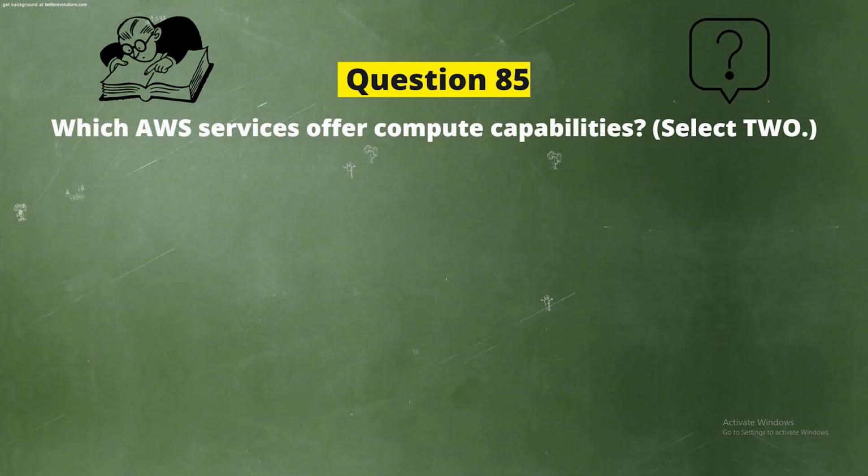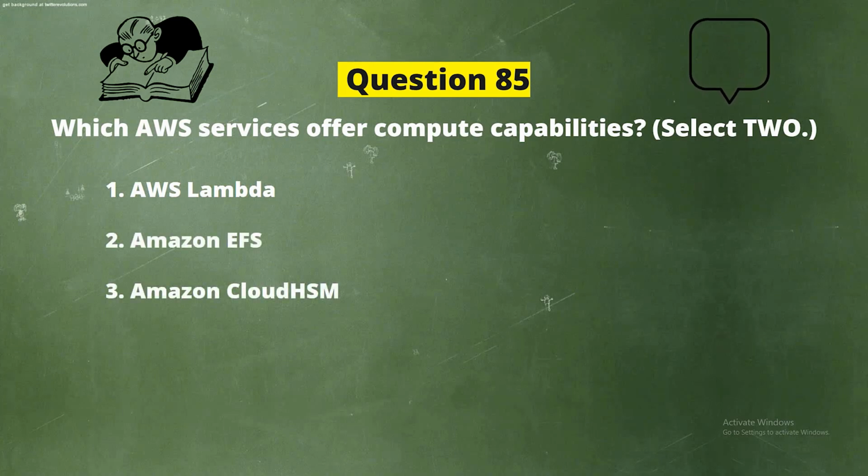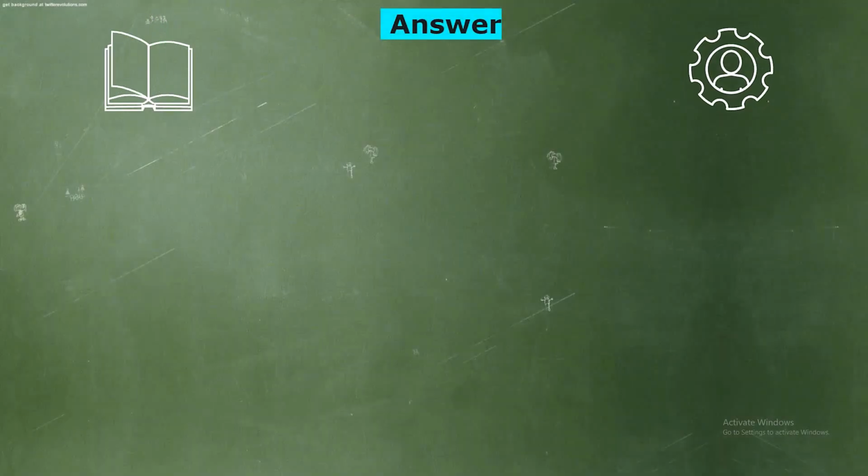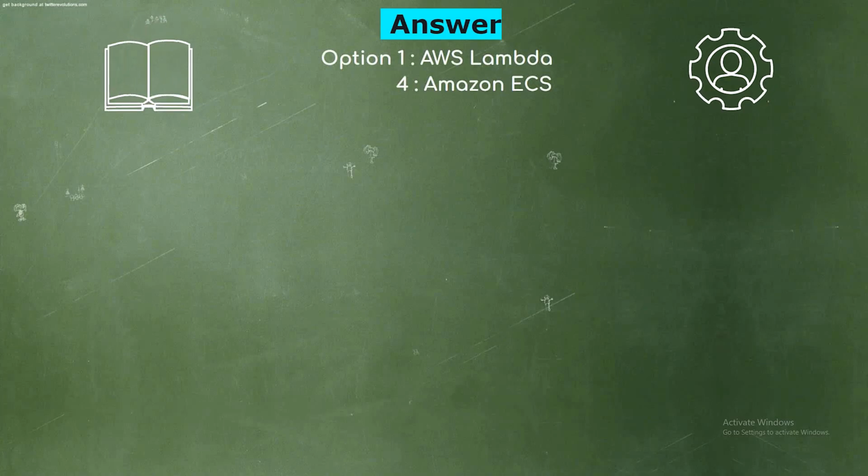Which AWS services offer compute capabilities? Select 2. And the options are: Option 1, AWS Lambda. Option 2, Amazon EFS. Option 3, Amazon Cloud HSM. Option 4, Amazon ECS. Option 5, Amazon DynamoDB. And the correct answers are: Option 1, AWS Lambda. And Option 4, Amazon ECS.